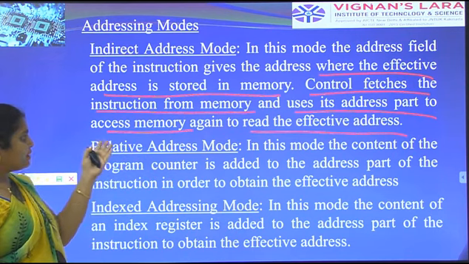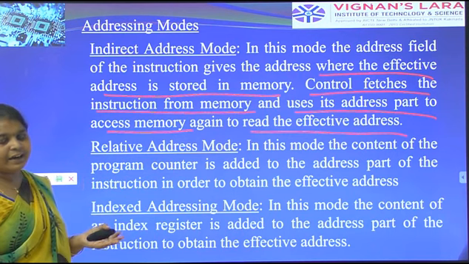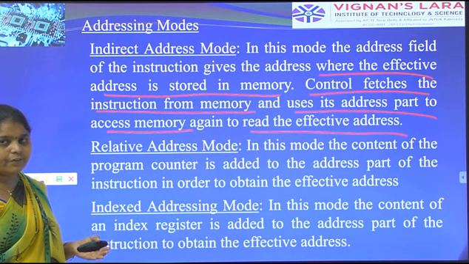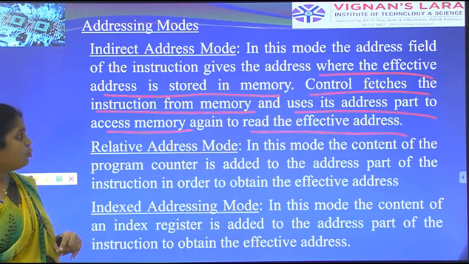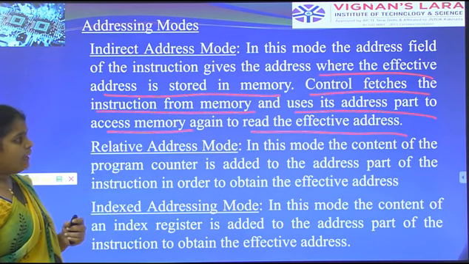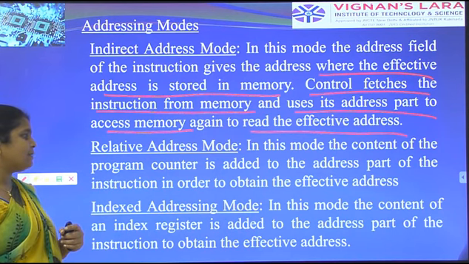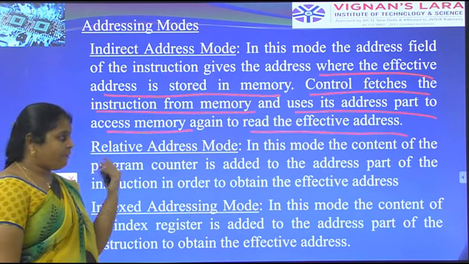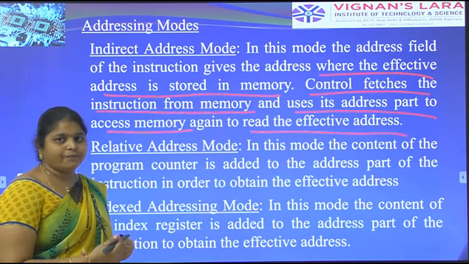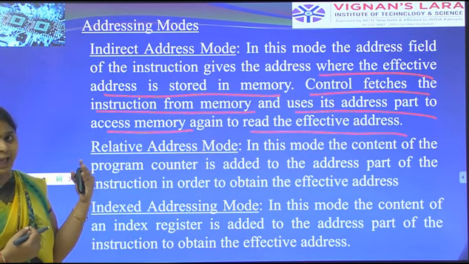The effective address is stored in the memory, and we have to identify the address of the operand with the help of that effective address. That is known as indirect addressing mode. Control fetches the instruction from memory and uses its address part to access the memory again to read the effective address.